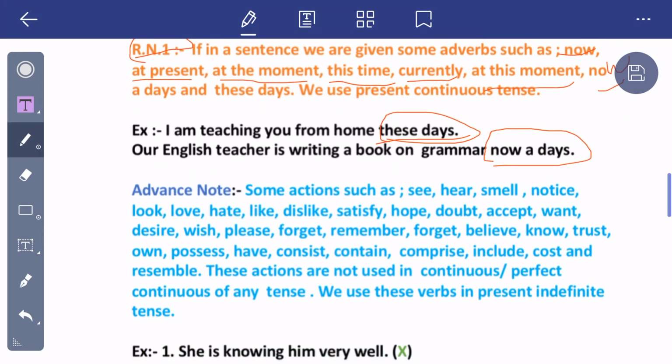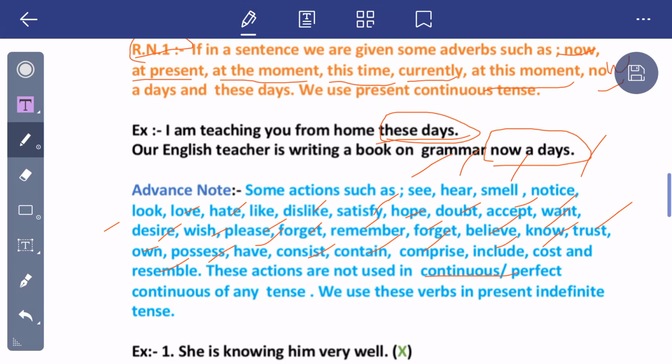So what is the advanced note given there? Look at the advanced note. Some actions such as see, hear, smell, notice, look, love, hate, like, dislike, satisfy, hope, doubt, accept, want, desire, wish, please, forget, remember, believe, know, trust, own, possess, have, consist, contain, comprise, include, cost, and resemble. These actions are not used in continuous tense.